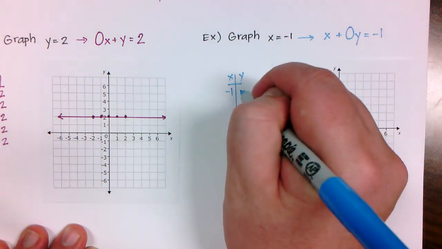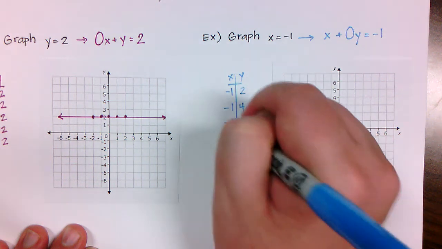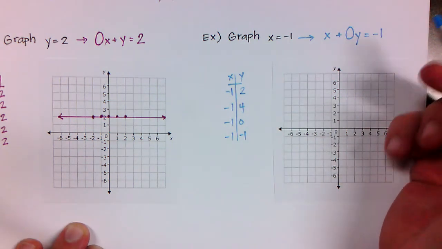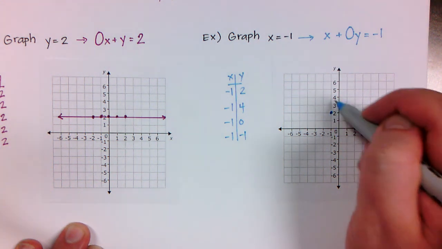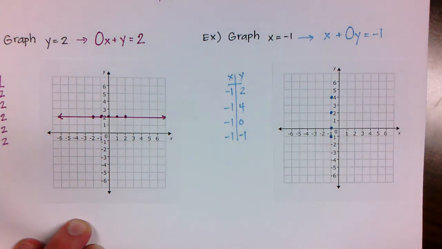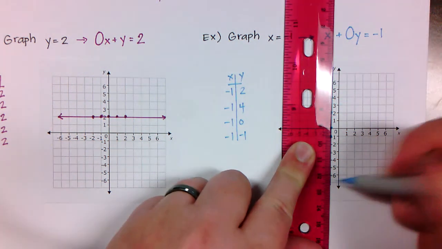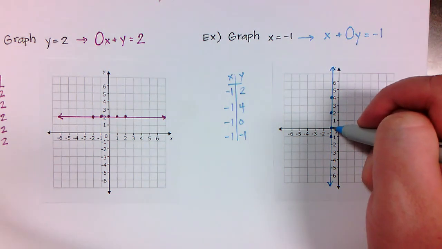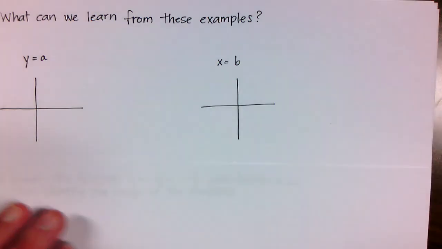So I could have -1, 15, I could have -1, 2, I could have -1, 4, I could have -1, 0. Whatever it is, the y value doesn't matter because x is still going to be -1. So let's just plot these points. -1 up 2, -1 up 4, -1, 0, -1, -1. And this time what we see is that these dots are forming a vertical line where it is crossing the x-axis at -1.